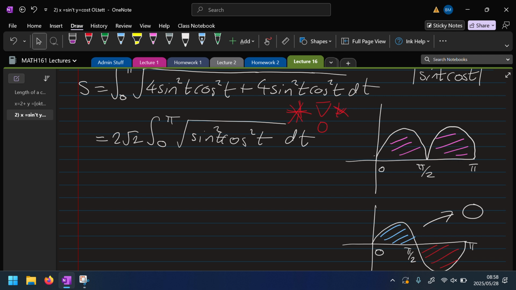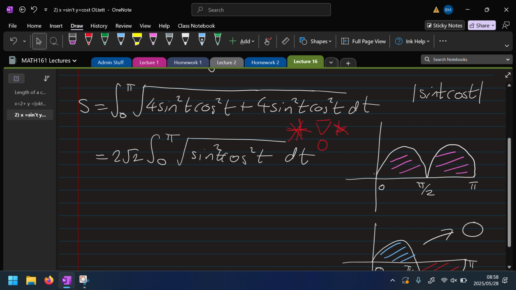Okay, so again, please be careful with your roots of x squared. Okay, roots of x squared is not x, it's absolute value of x.